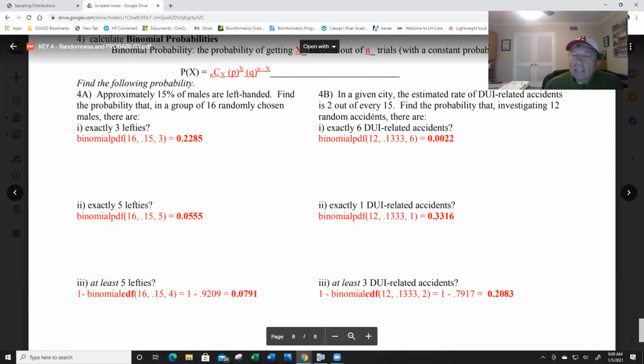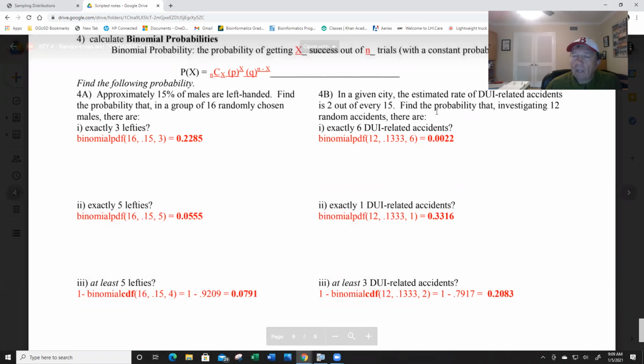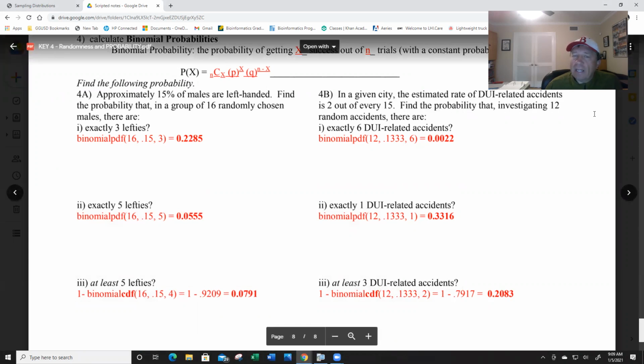All right, in a given city, the estimated rate of DUI-related accidents is 2 every 15. It's a lot. Find the probability that investigating 12 random accidents, there are exactly 6 DUI-related accidents. Exactly 6. All right, no problem. Now, this is how you do it the old school way, which you can do if you want. You can go, what was this, 12 accidents, exactly 6. So 12 choose 6, right?